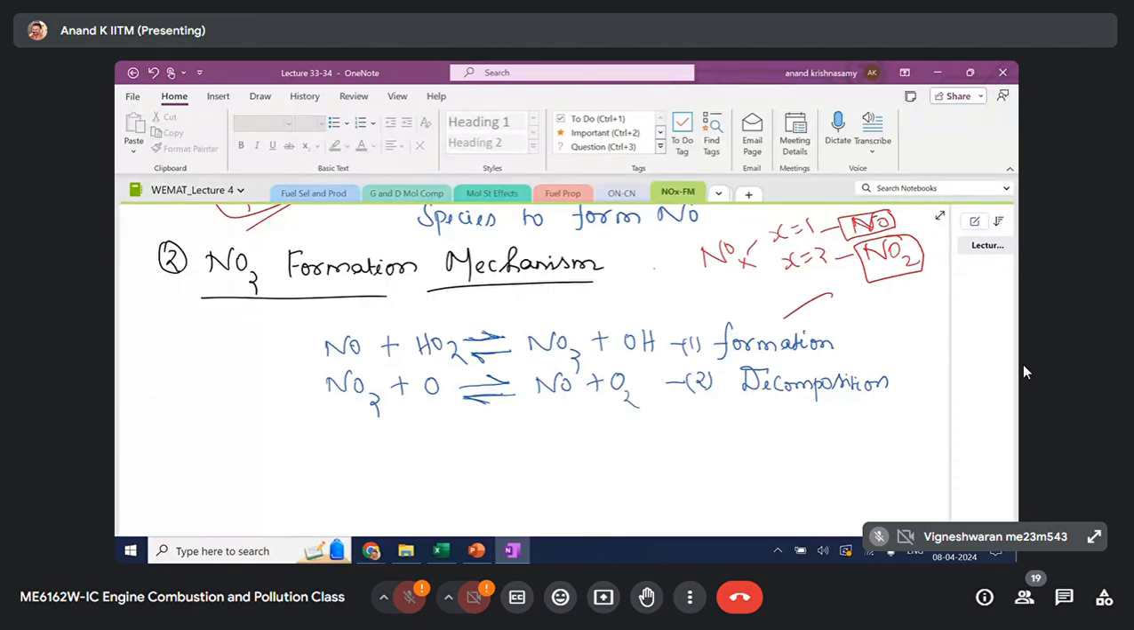So you have two simple reaction steps. Reaction 1 is the formation of NO2, the formation step. Reaction 2 is called decomposition of NO2, the decomposition step. So what is this formation step? You could see that NO, which is formed inside the cylinder based on the mechanisms we have discussed so far, is going to react with the HO2 radical. HO2 is called the hydroperoxyl radical. This HO2 radical is available in an IC engine. In any hydrocarbon combustion, you will have this HO2 radical.